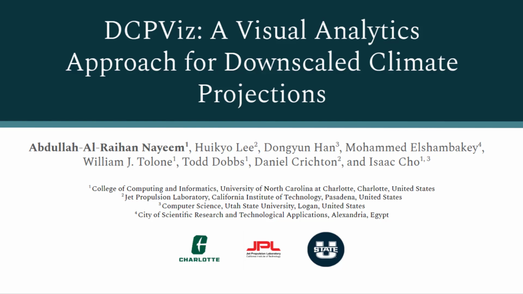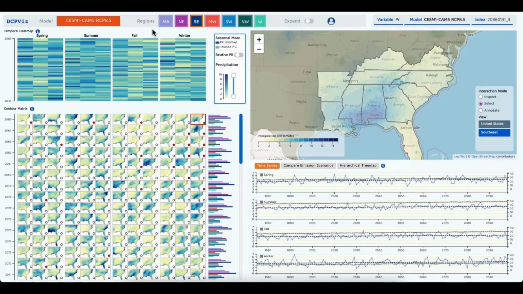In this video, we present DCPViz, an interactive visual analytics approach for a variety of climate models' characterization of future climate for different emission scenarios. DCPViz introduces better accessibility and a streamlined environment for the climate scientists to analyze downscaled climate projection data. We demonstrate the interface in context to downscaled projections of precipitation and maximum temperature published by NASA Earth Exchange.